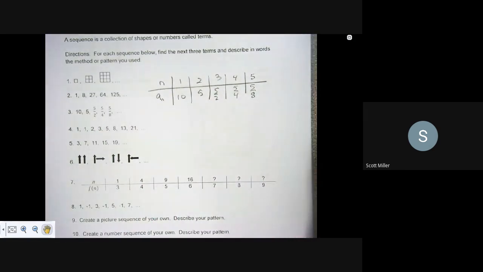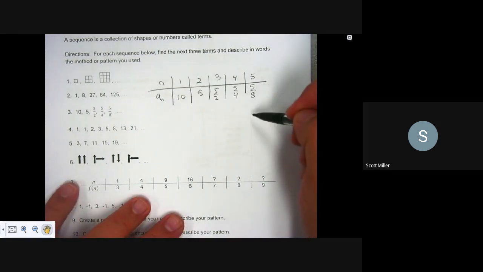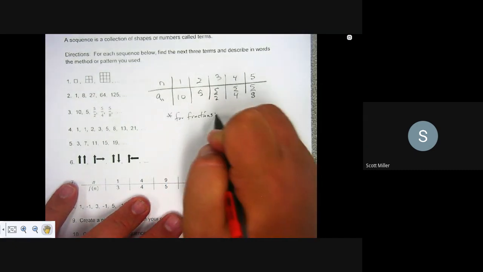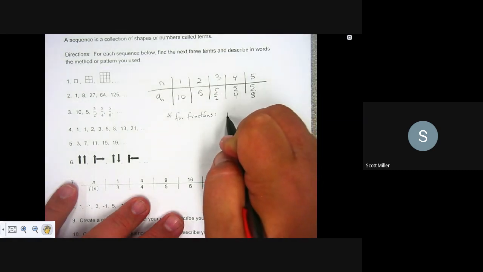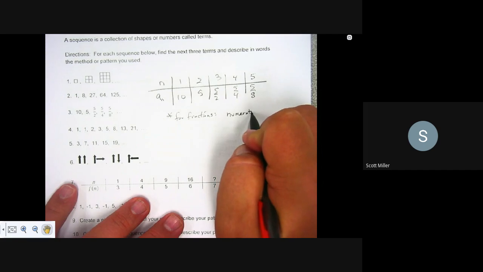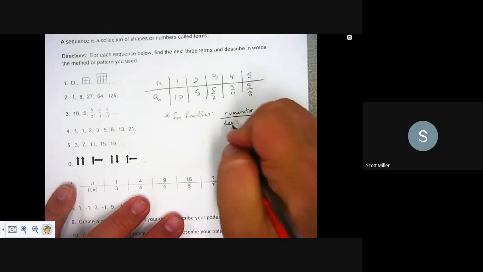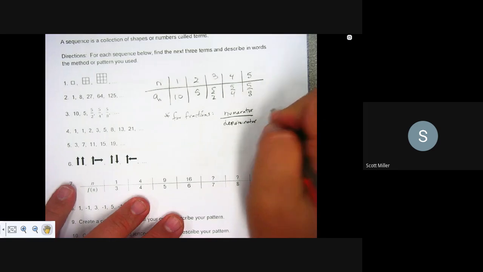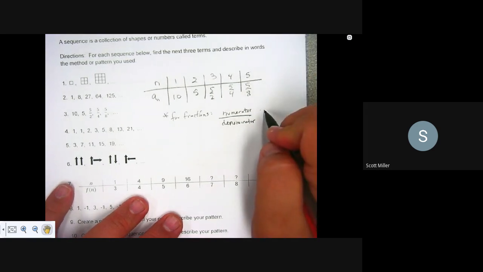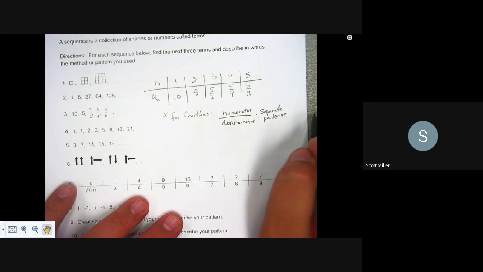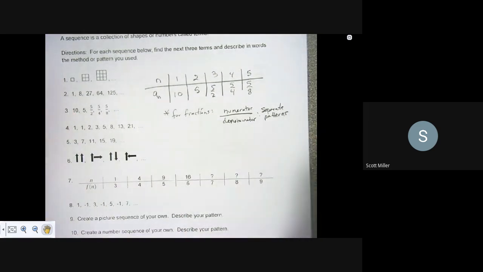So the first thing I'm doing is looking at, in general, what do I see? In a fraction setting, so basically the reason I chose this one, for fractions, the numerator, the top, and the denominator have separate patterns, so you do them separately. Separate patterns. So usually that's what I do. The numerator has its own pattern. The denominator has its own pattern. Okay? We can also look at it and see what's going on.